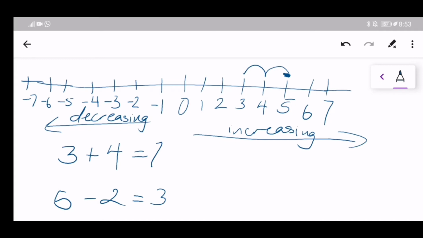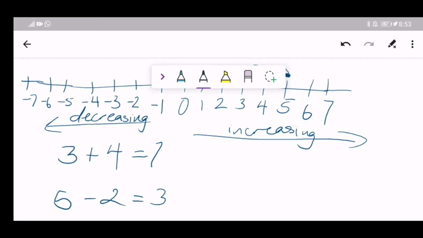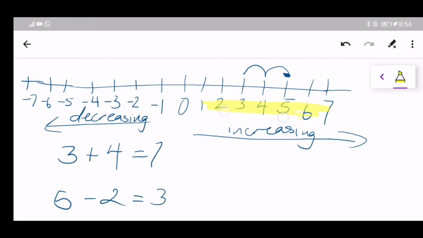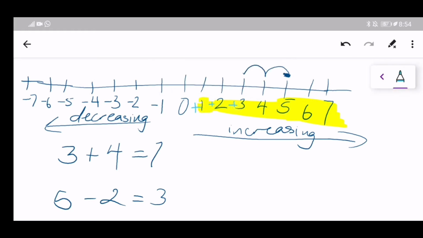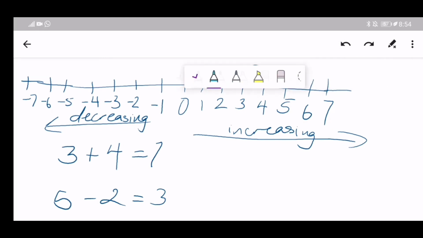Now I want you to notice that these numbers to the right of the 0, which is all of these numbers here, are positive numbers. So this is +1, +2, +3, +4, +5, +6, +7, and so on and so forth. But you don't need to put the signs on these numbers. When you see a number that does not have a sign, it is positive. So all of these numbers to the right are positive.